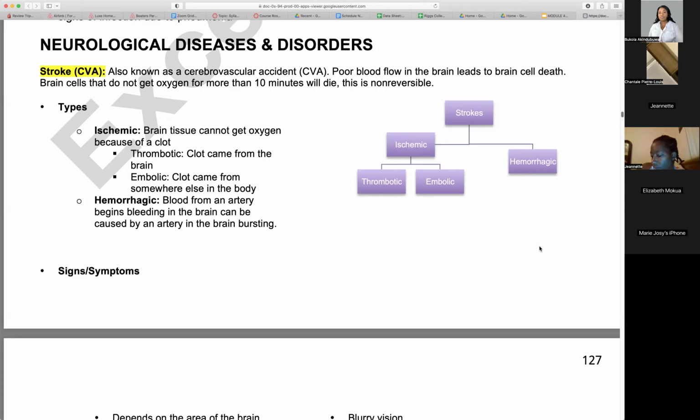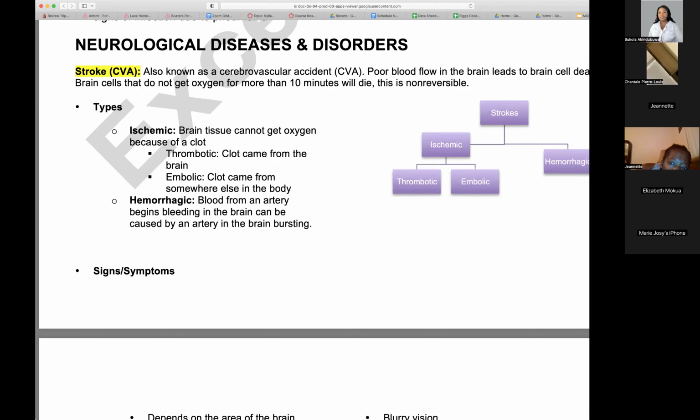There are two major types of stroke you have to know for your exit and for your NCLEX: ischemic and hemorrhagic. Ischemic is because of a blood clot. Hemorrhagic is when a blood vessel bursts open and this causes bleeding into the brain. Okay, so let's look at the pictures again to help us remember.